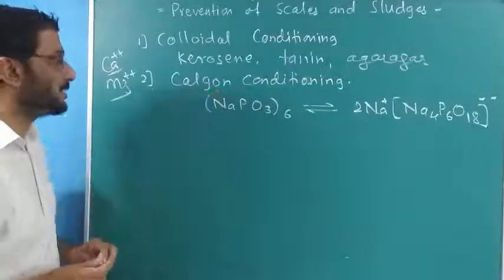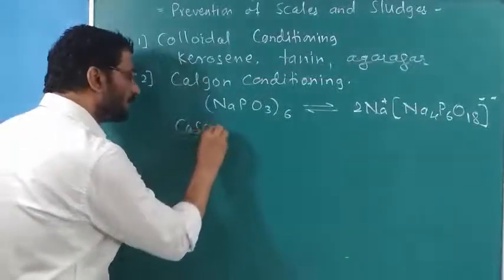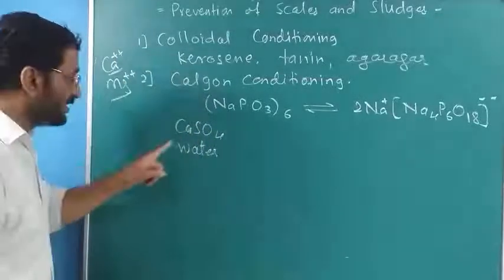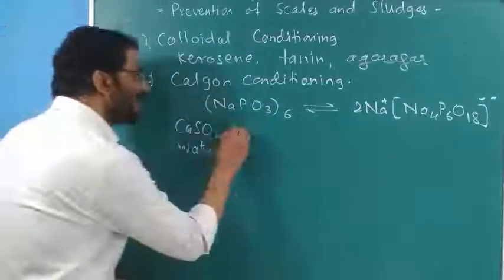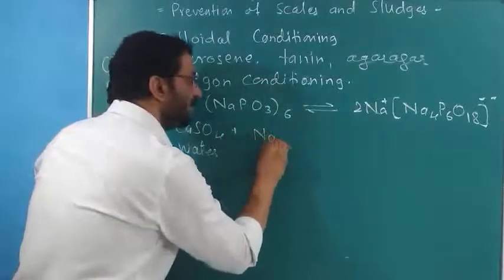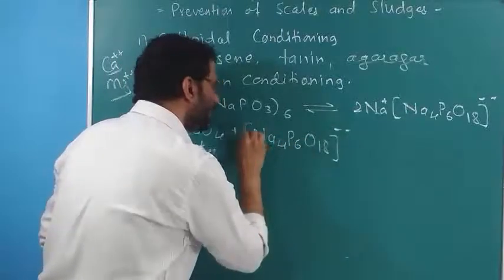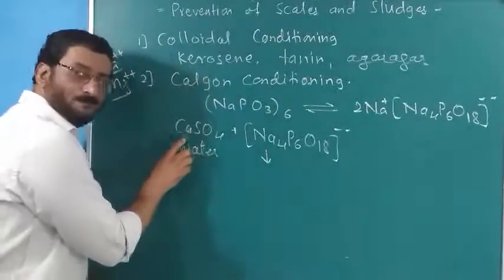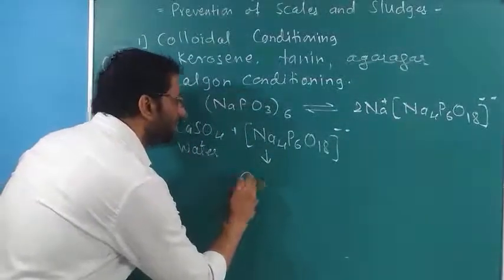That is Calgon conditioning. What is the reaction? See, one reaction we will see. Calcium sulfate. Okay, this is there in my water that I have fed to the boiler. This is a very dense and hard precipitate forming substance. When I am reacting this with sodium hexametaphosphate, so it will be Na4 P6O18 2 minus. What is the reaction? The reaction will be, this takes the scale forming material, it will take calcium.